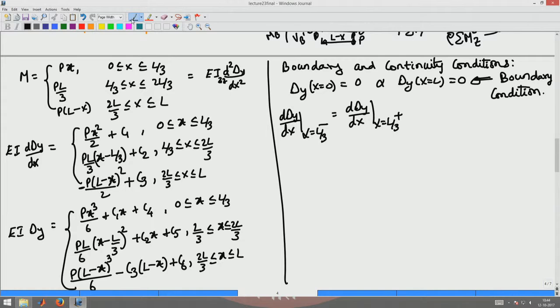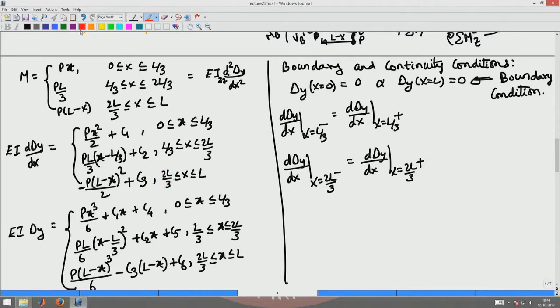Now, similarly I need d delta y by dx at x equal to 2L by 3 minus to be equal to d delta y by dx at x equal to 2L by 3 plus. At 2L by 3 minus I have to use this equation, and at 2L by 3 plus I have to use this equation to get the restriction due to this.